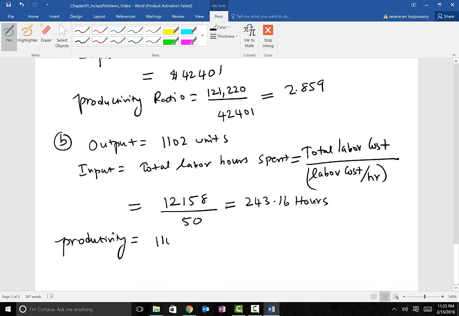Now you can use both the output and input to calculate the productivity. So 1102 divided by 243.16 gives you 4.532 units per labor hour. The interpretation of this number is that for every labor hour they spend, they are able to generate 4.53 units as an output.